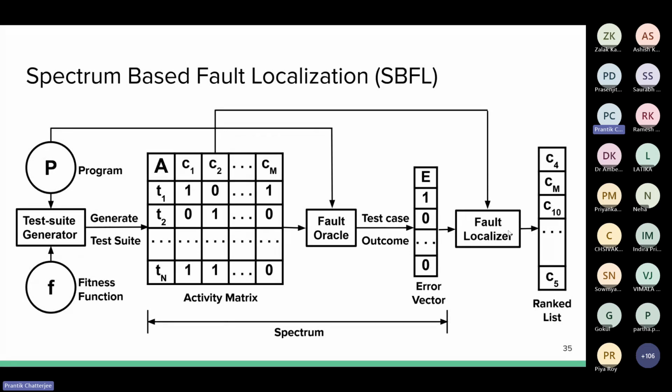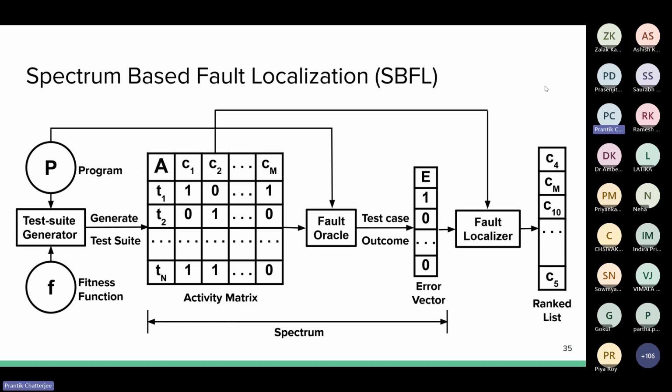Now you go to the fault localizer. The fault localizer takes this activity matrix and this error vector as input. Together, the activity matrix and error vector are denoted as the spectrum of a program. The fault localizer takes this spectrum and assigns a suspiciousness score to each of the components of the program. After assigning the scores, it ranks the components in descending order based on their suspiciousness score and hands this rank list to a developer.